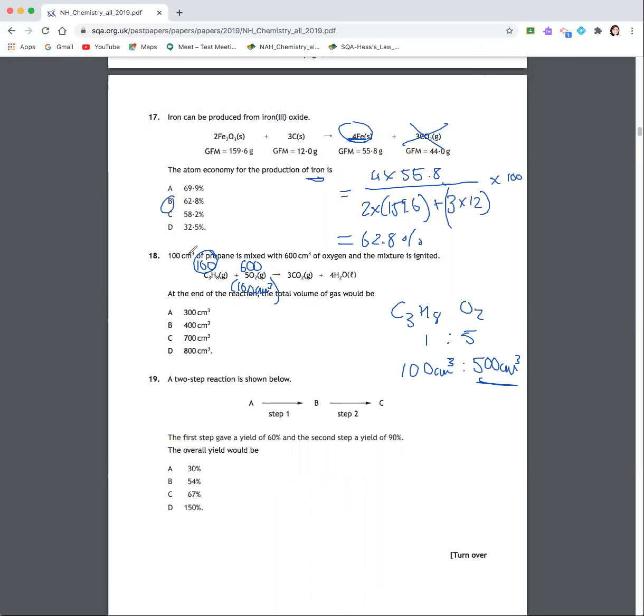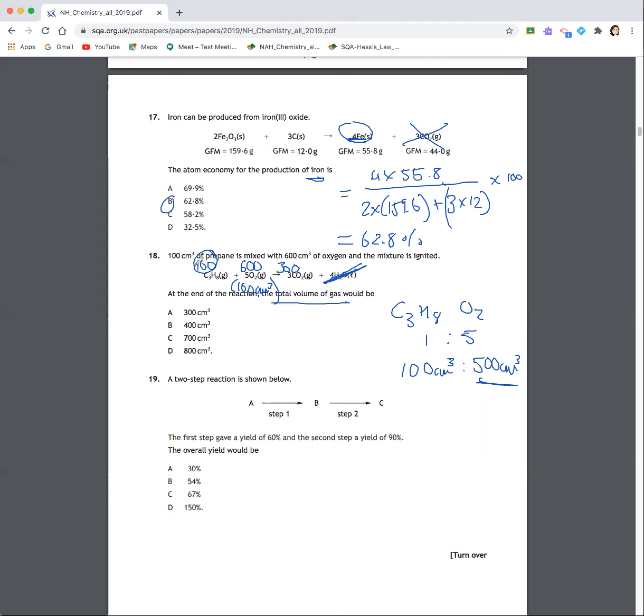Because the propane is limiting, that then dictates the volumes of all the other gases you end up making. The question's asking for the total volume of gas at the end of the reaction. Water is not a gas, so you can ignore that. Don't include it because it's not a gas. And if you're making 3 moles of carbon dioxide, that's going to equate to 300 centimeters cubed, because 1 mole in the ratio is 100 centimeters cubed in this case.